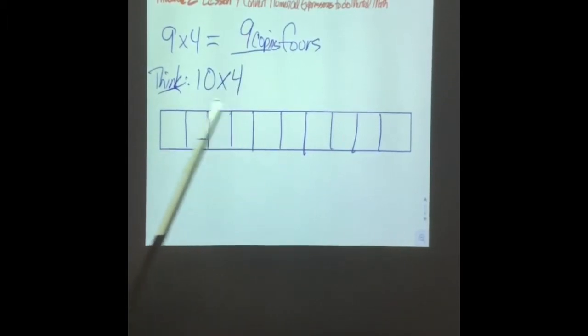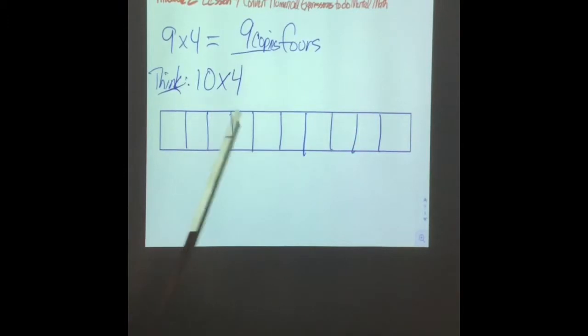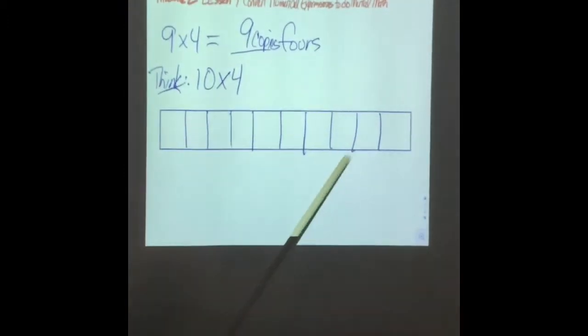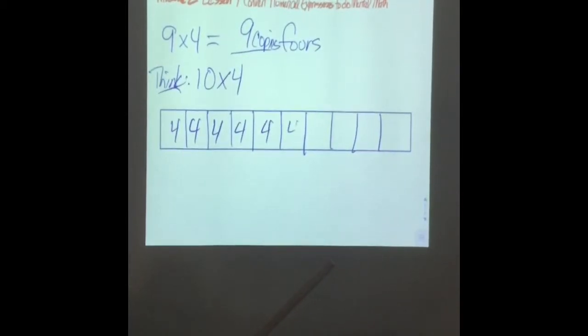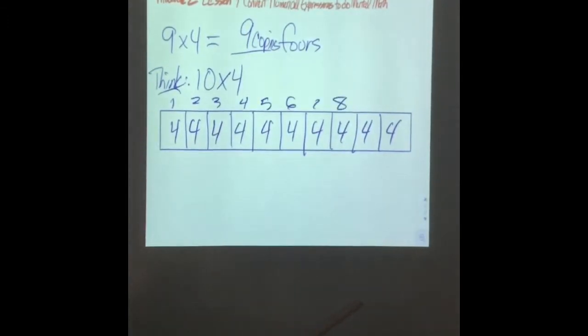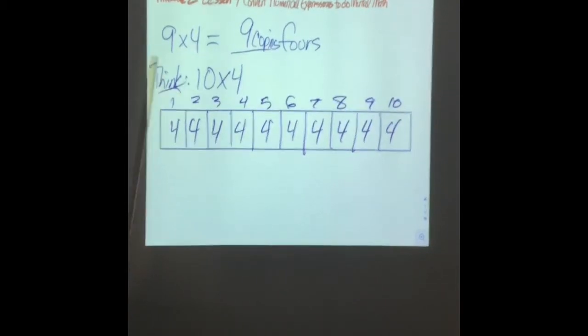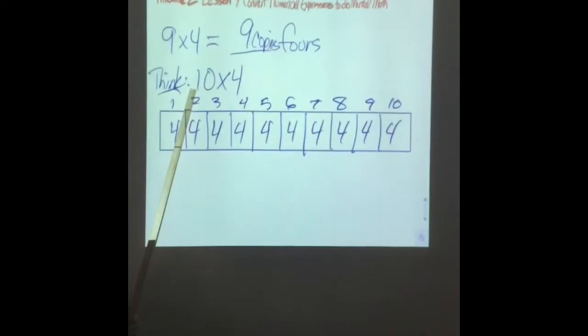Excellent. So now we have 10 4s, right? So if you notice, I have 10 boxes, and I'm going to put 4s in each box. Now if you need to take your time to do this, pause the video and do it with me, okay? Make sure you're writing it out. How many 4s do I have here? 10. I have 1, 2, 3, 4, 5, 6, 7, 8, 9, 10. We got 10 boxes, right? Yes. Okay. So we thought, from 9 times 4, hey, let's put 10 4s.